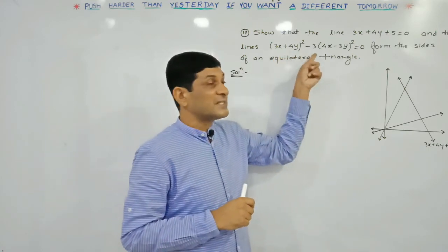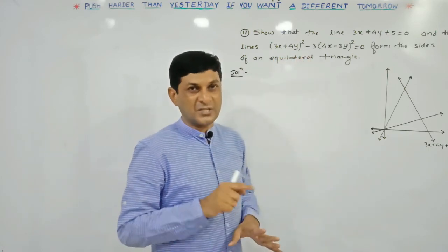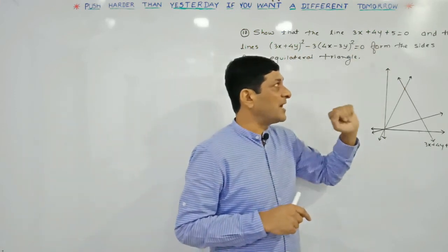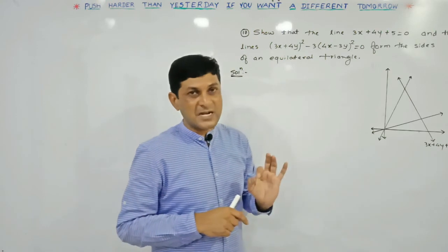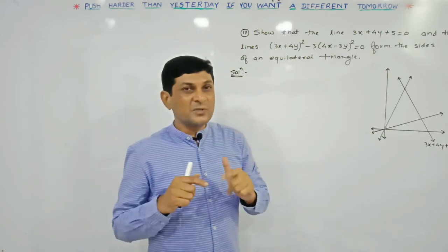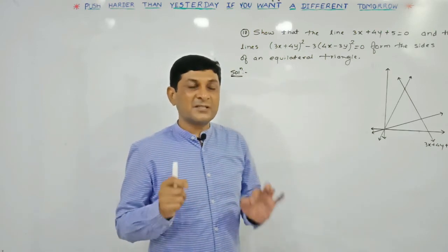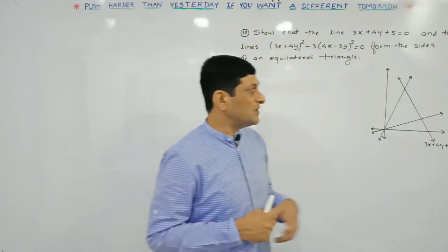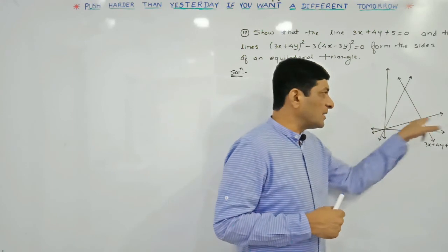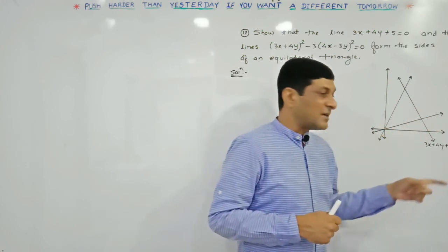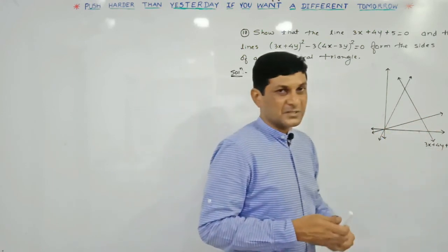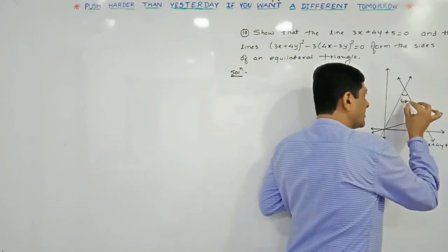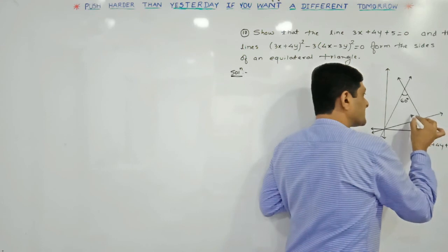So it represents what? Two lines passing through the origin. Means two lines represented by this equation, and this third line forms what? An equilateral triangle, that we have to prove here. To form an equilateral triangle means each angle of the triangle will be of what? 60 degree. So here we are supposing that these are the two lines which pass through the origin and form an equilateral triangle with this line. Since they form an equilateral triangle with this line, it means each makes an angle of 60 degree with this line.